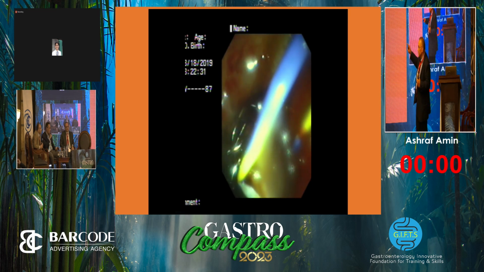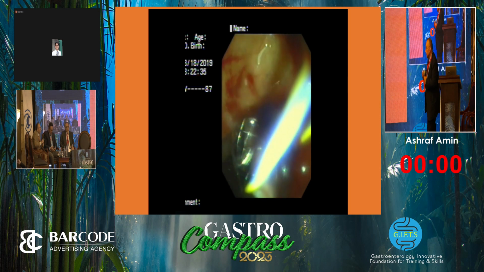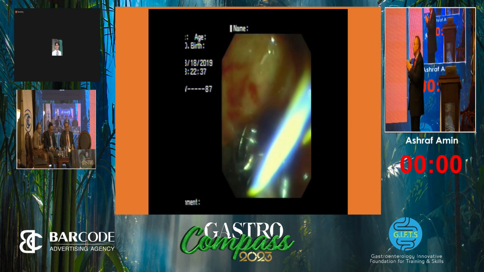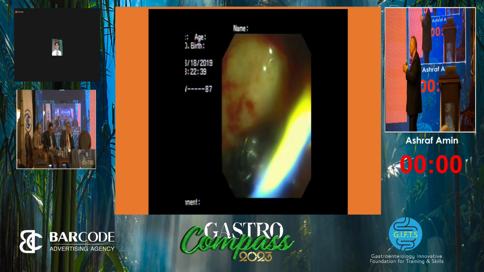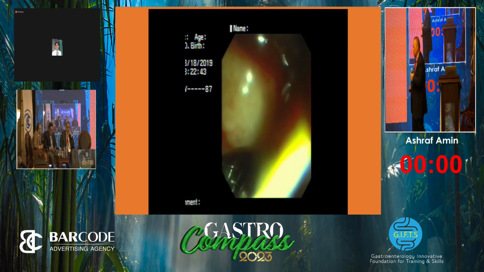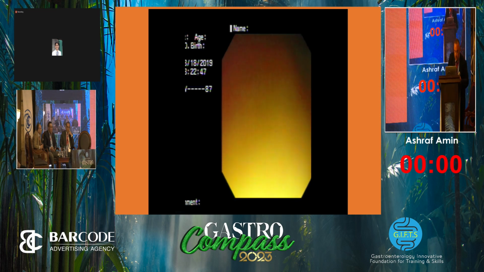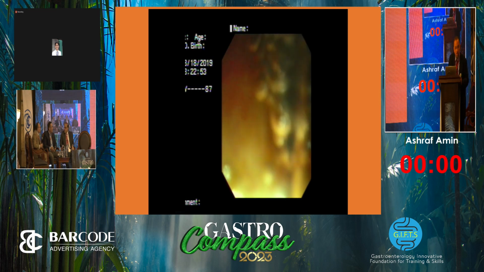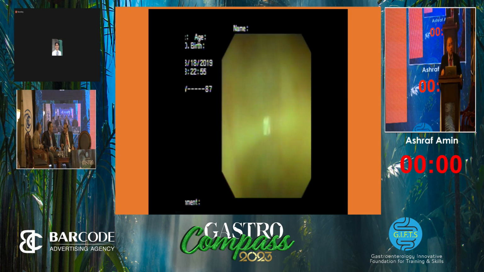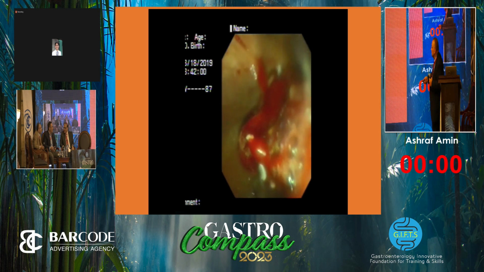So now the stent is looped. Then I cut with the Soehendra. So I separated the stent in the middle into two halves. Now the stent is cut here.